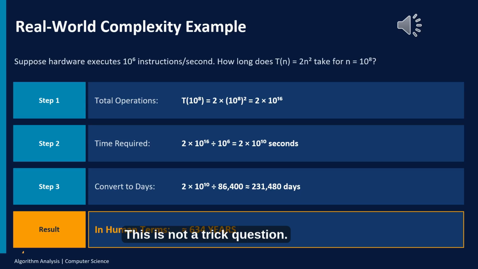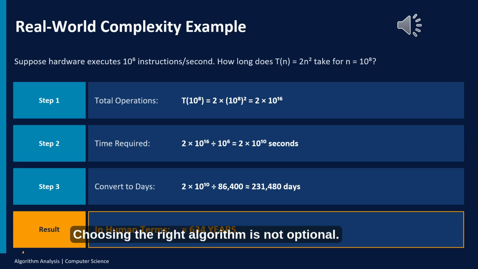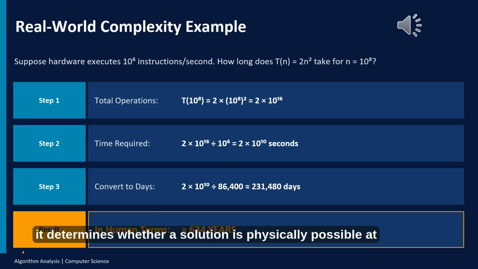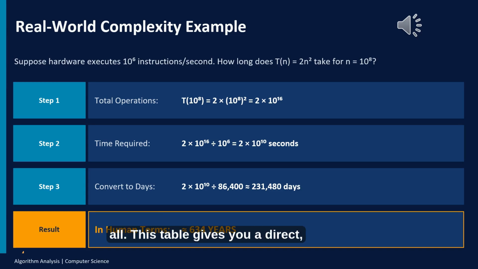This is not a trick question. This is what quadratic complexity looks like at scale. Choosing the right algorithm is not optional. At large inputs, it determines whether a solution is physically possible at all.